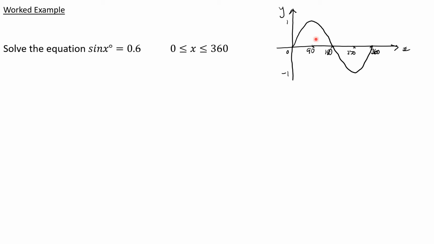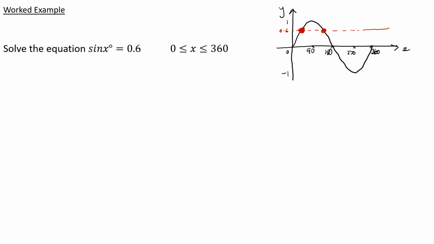For example, at this point here the value is equal to 1. This point here is equal to -1. We want to work out at what point or points it equals 0.6. I'm just going to draw a wee dashed line across here. Hopefully you can see that there are 2 points where the curve is equal to 0.6. So we are expecting to get 2 answers. Okay?